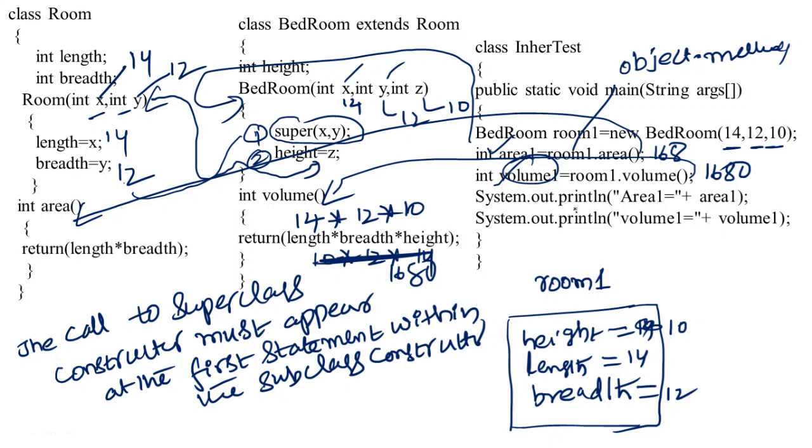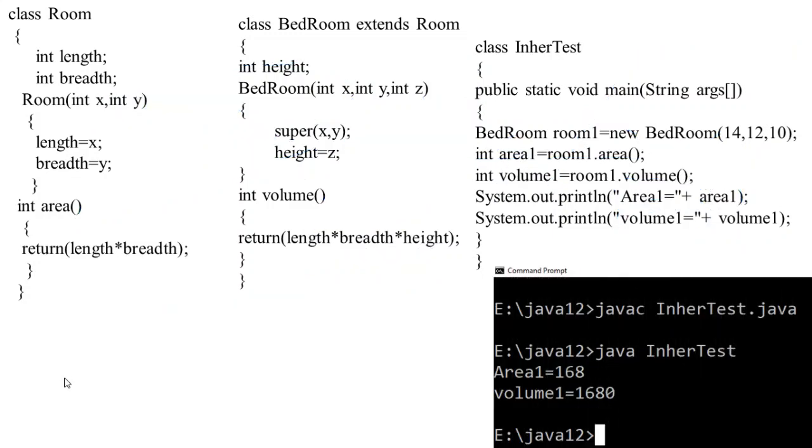Now System.out.println area1. This is the message, for which I am appending area1, that is 168. System.out.println volume1. This is the message, for which I am appending volume1, that is 1680. Let me show this output once. Area1 equal 168, volume1 equal 1680. This program is simple and straightforward.